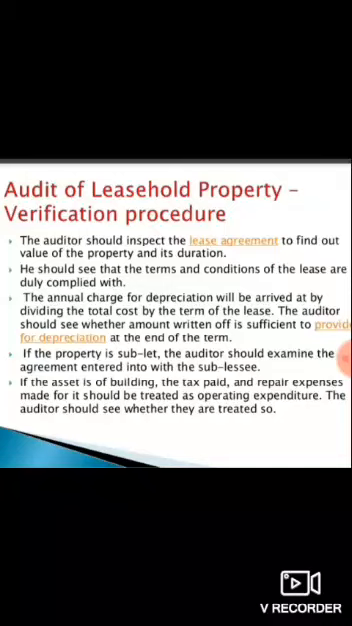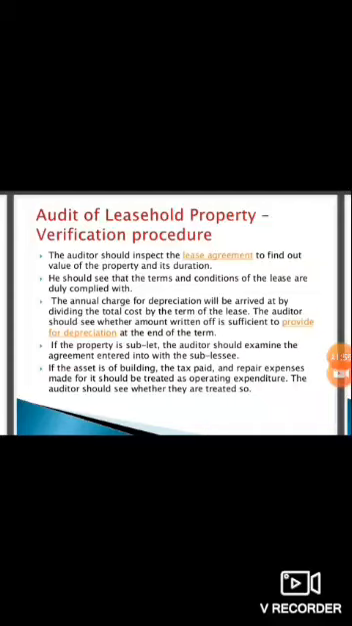So if the property is a building, then the tax paid and the repair expenses, if any repairs occur to the building, are considered as operating expenses. And the auditor should verify whether the same thing happened in the books or not for the leasehold property. This is about the meaning of verification, valuation, and of freehold property and leasehold property.